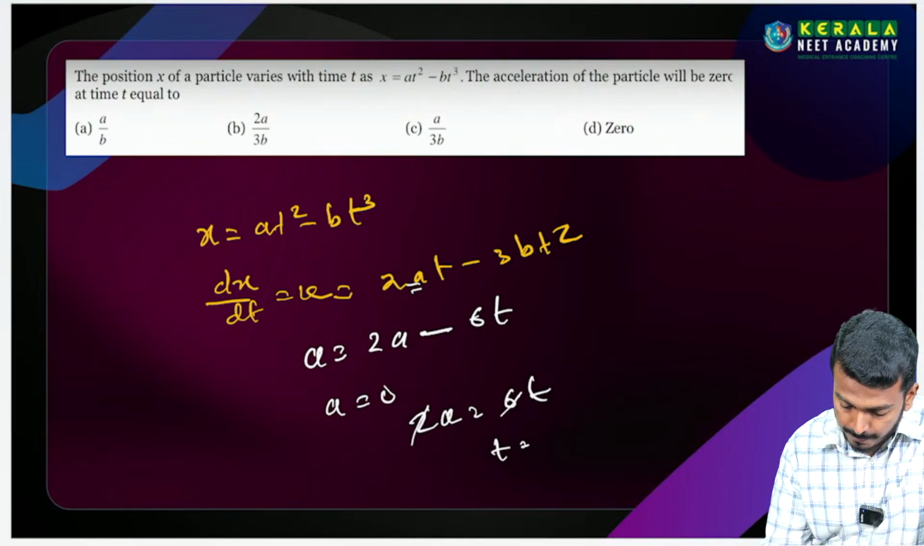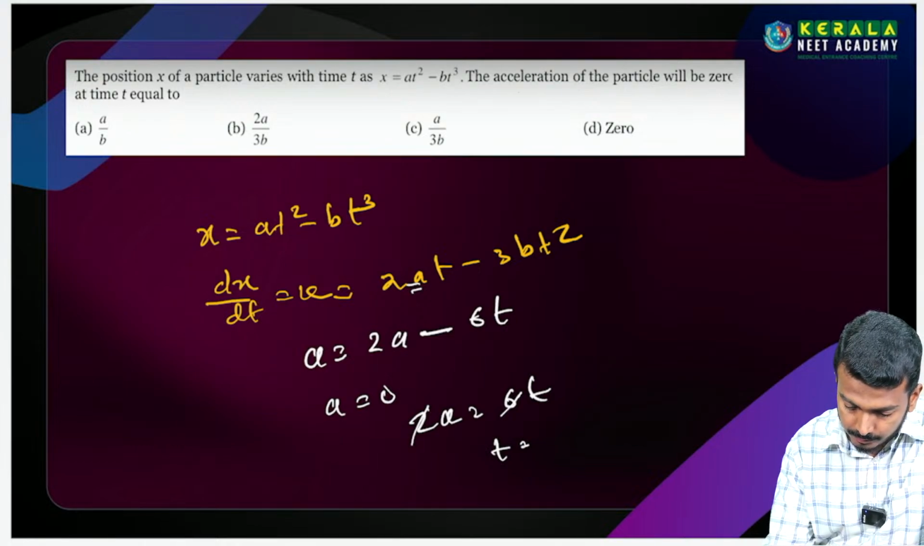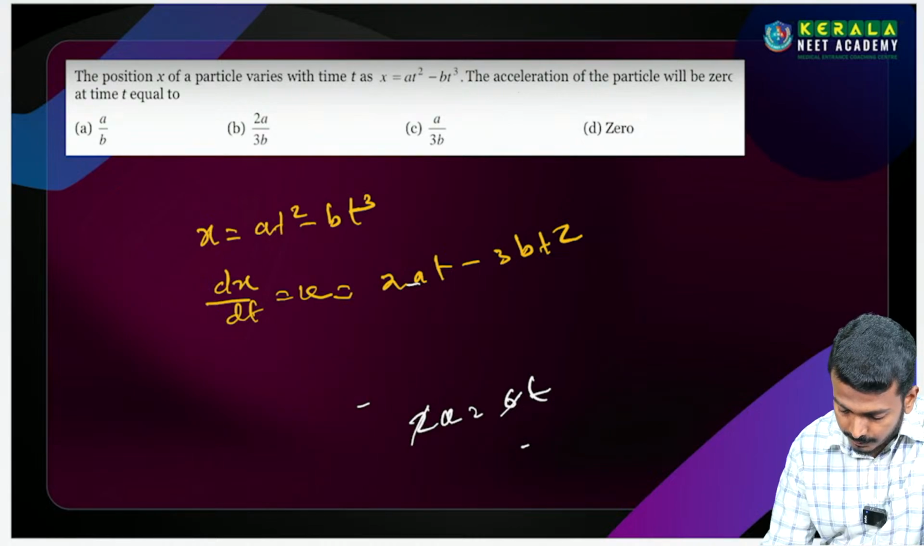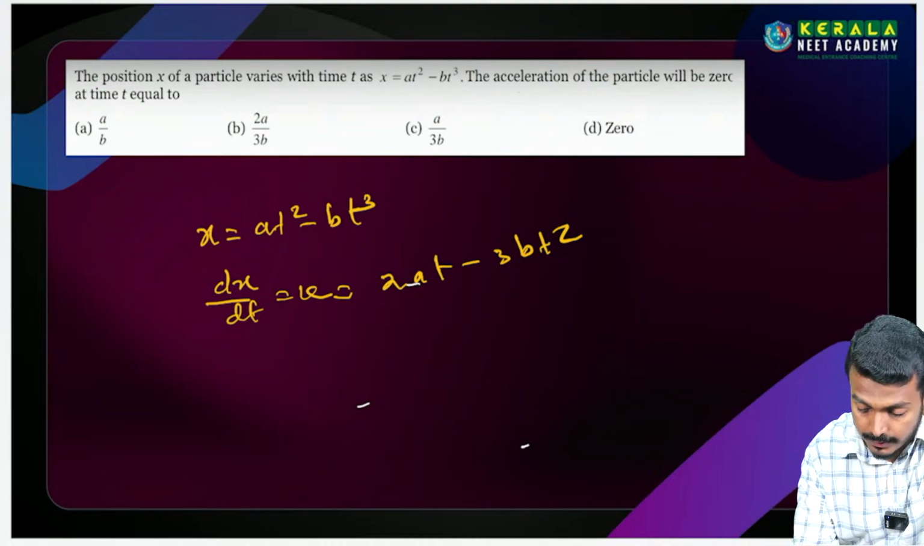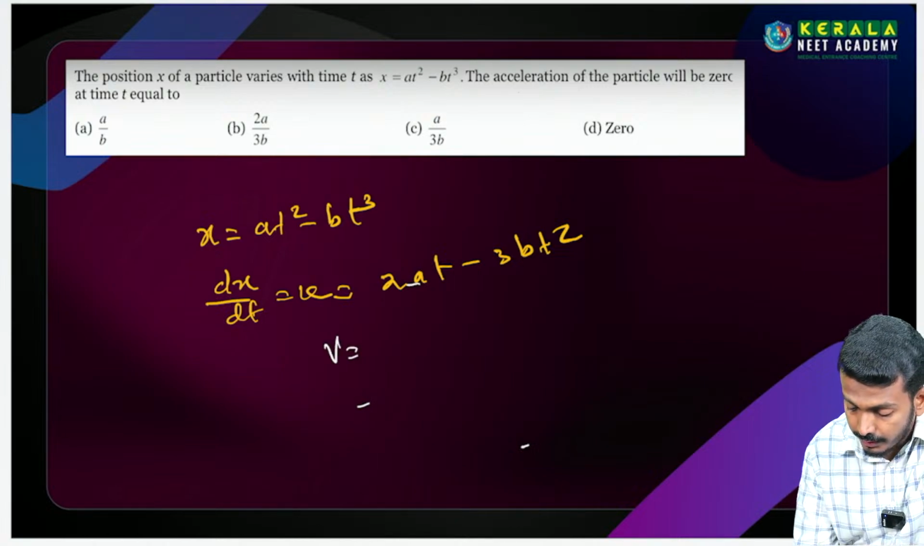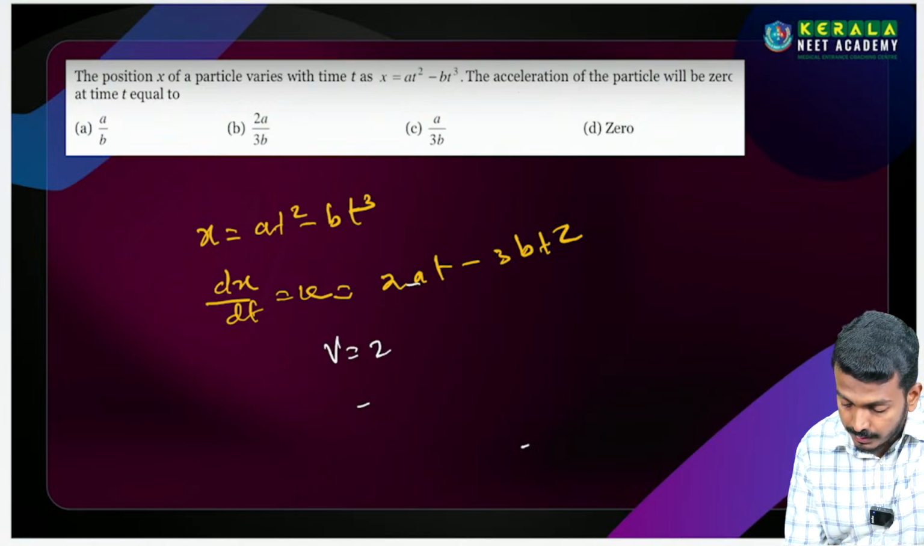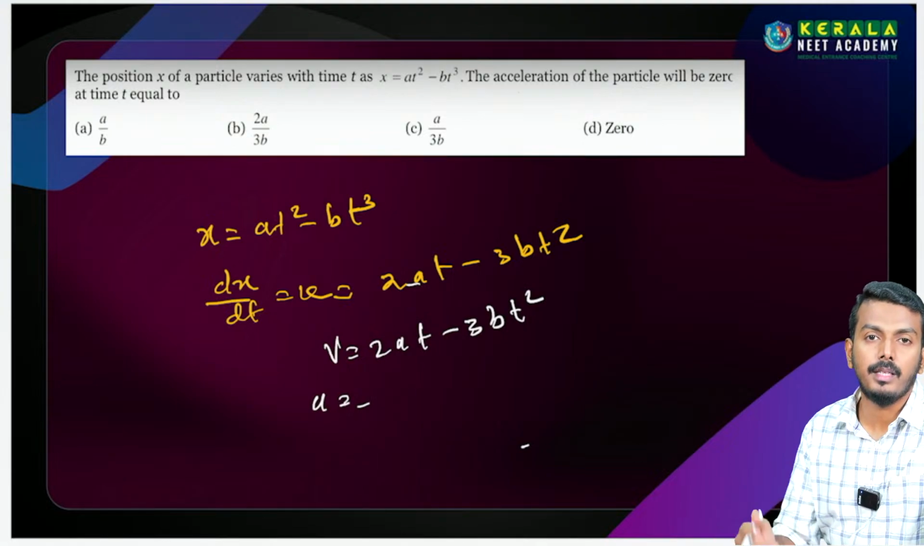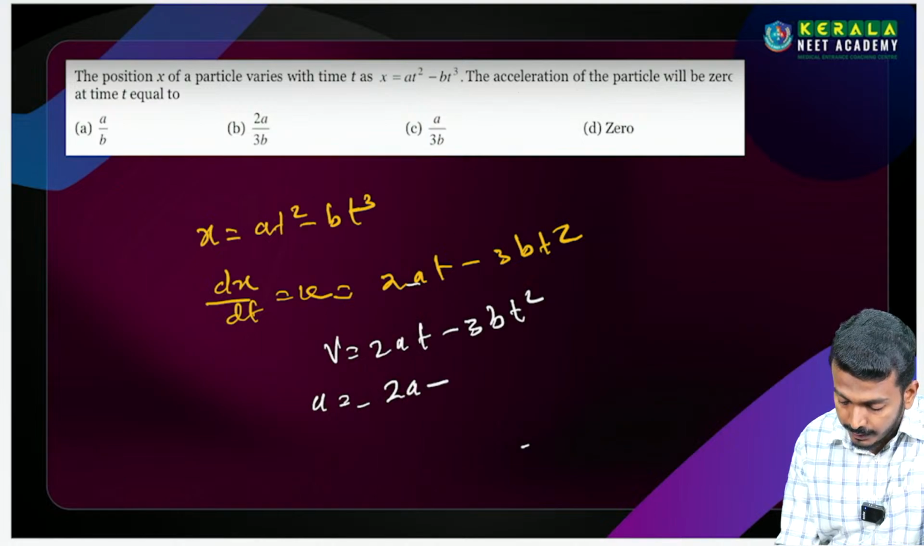Listen. Here when we differentiate, it is 6bt. Okay, so when we take the question, listen. What is the equation for velocity? Velocity v is equal to 2at minus 3bt square. How to find acceleration? Again differentiate with respect to time. Then what you will get is 2a minus 6bt, 6bt.